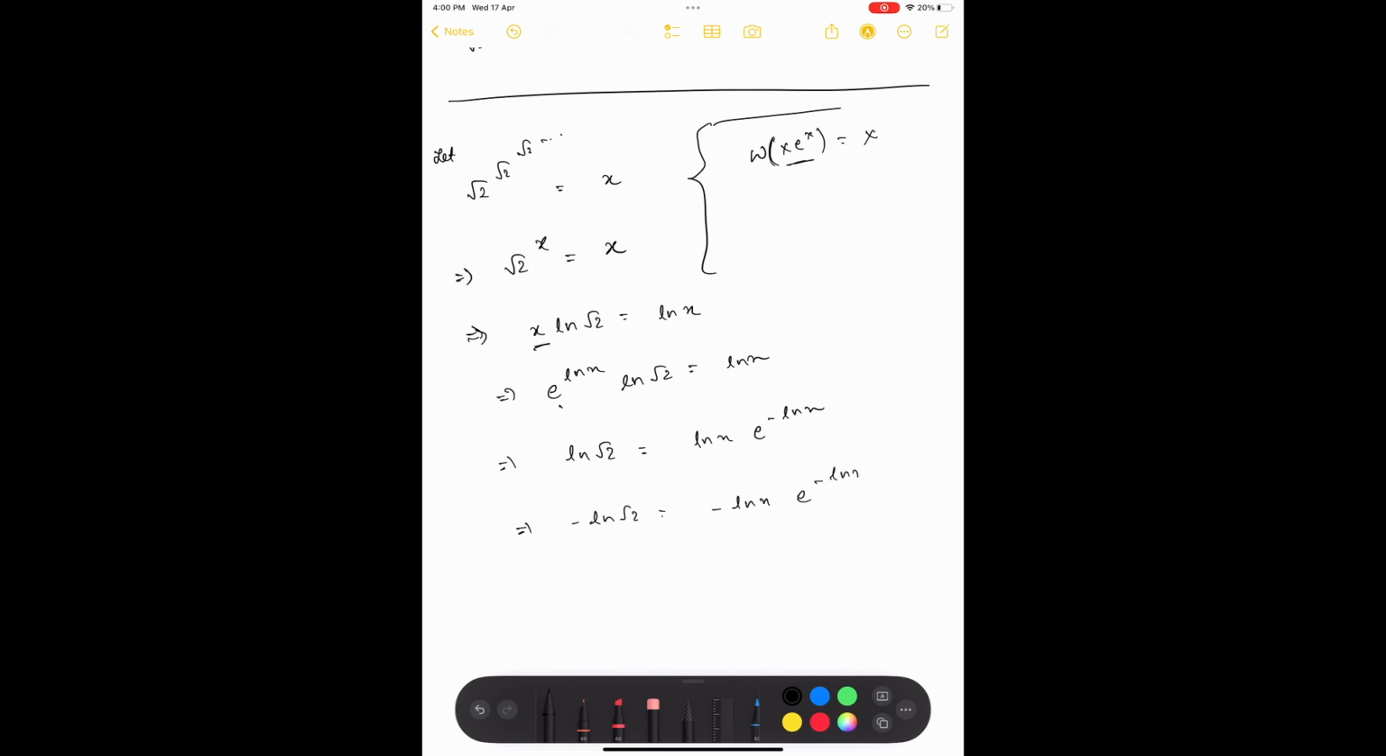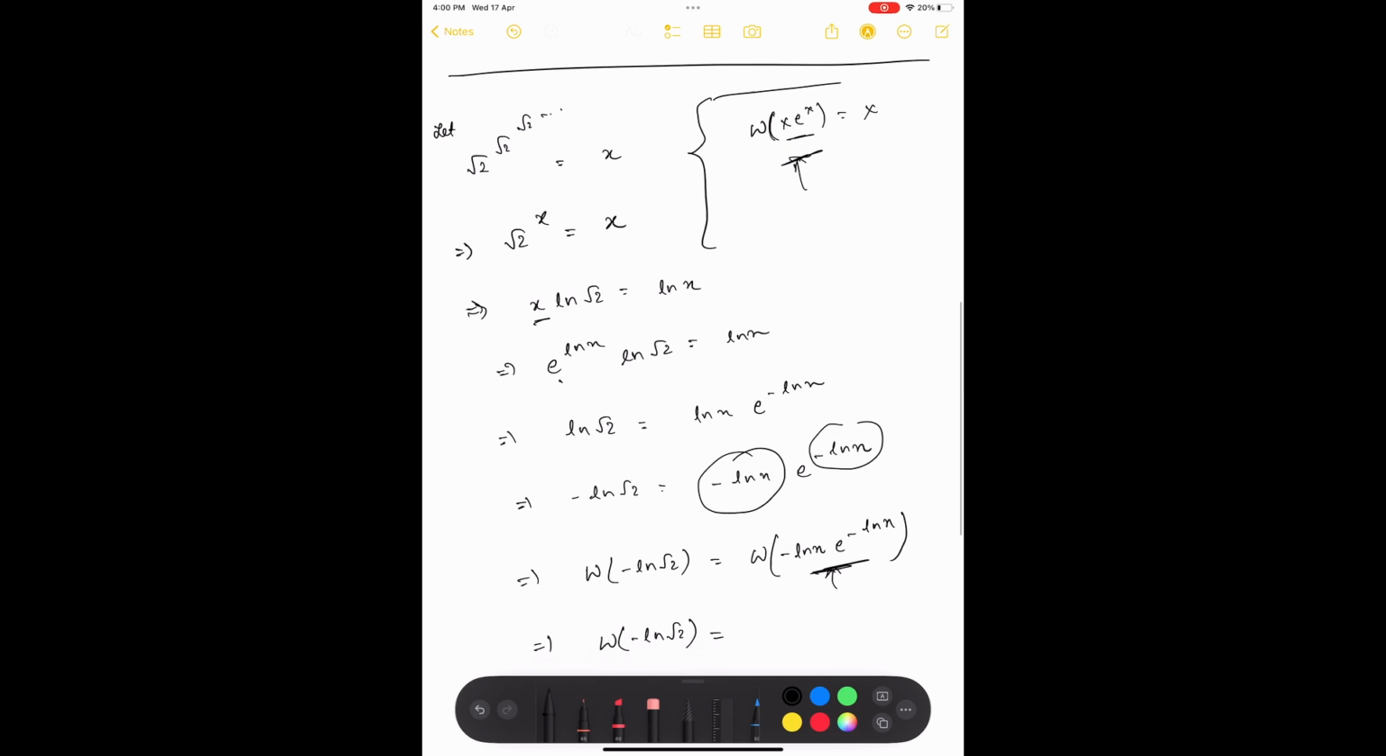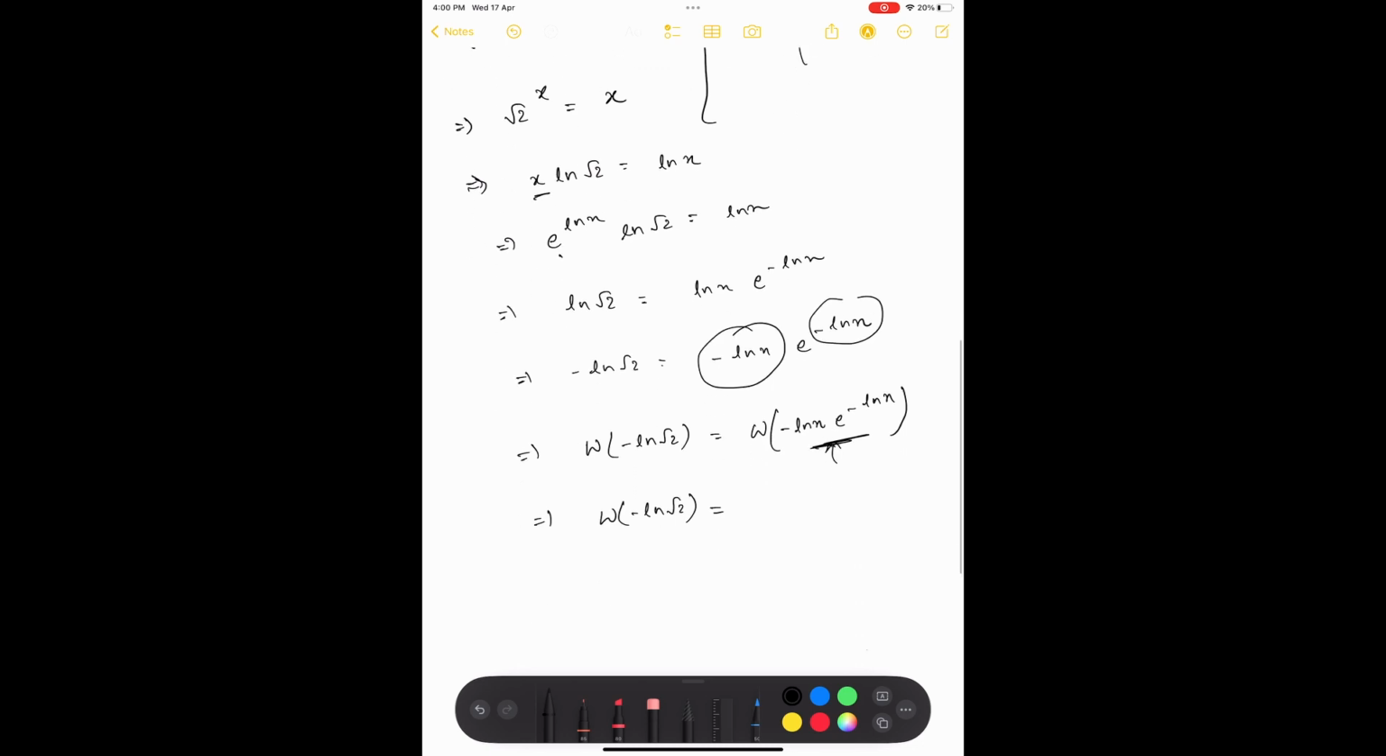Now we have the same form, something times e to the power something, so we can take the Lambert function on both sides. W of minus ln root 2 equals W of minus ln x e to the power minus ln x. Whenever we have something times e to the power something, the Lambert function on that is equal to that something. So from here we get minus ln x. Now let's calculate the left side.